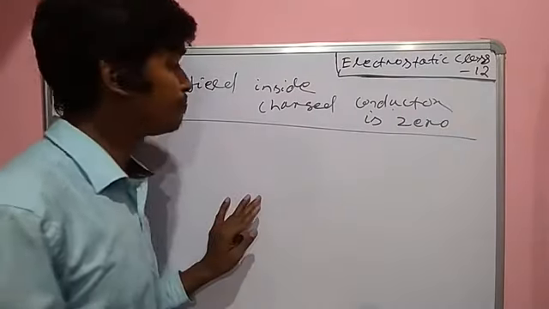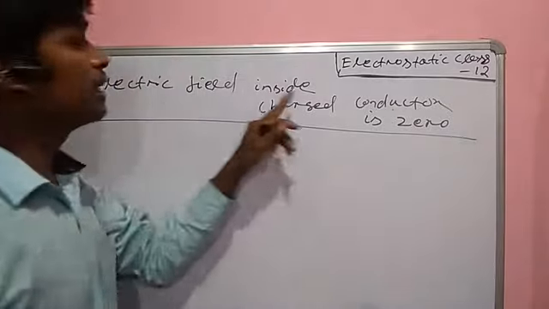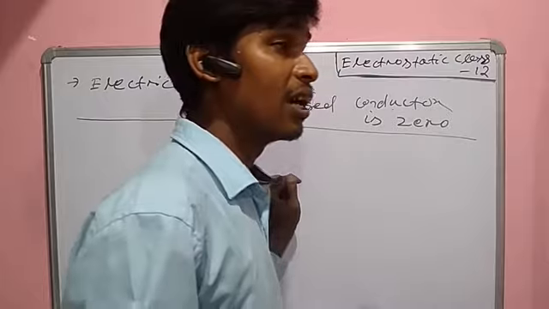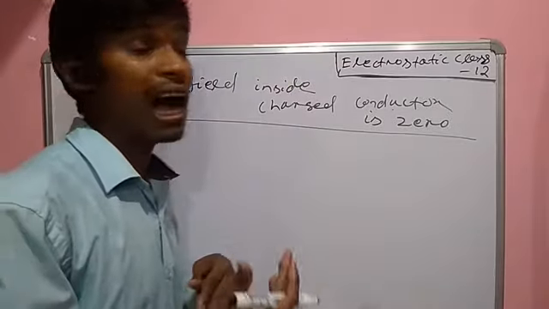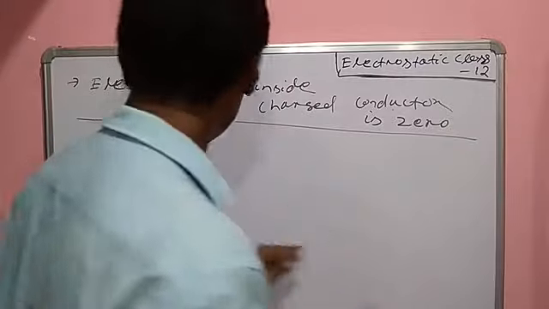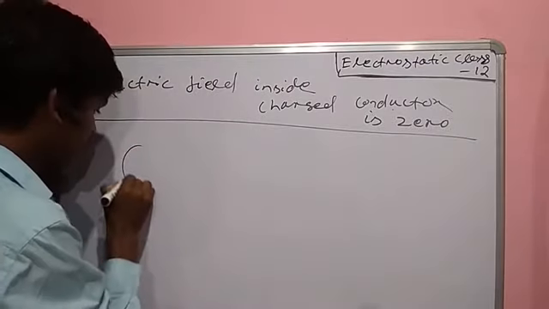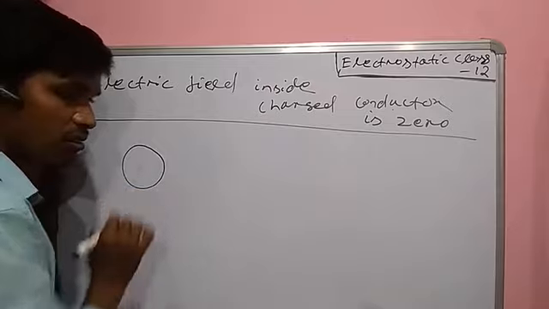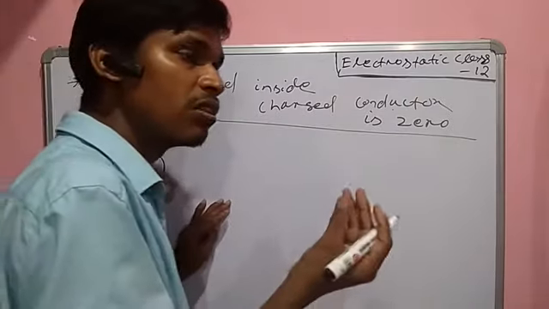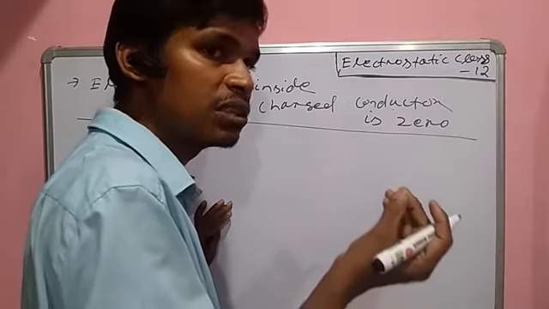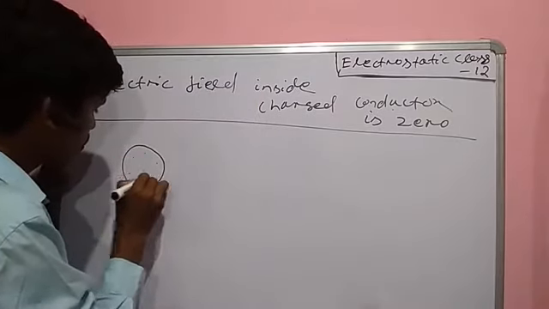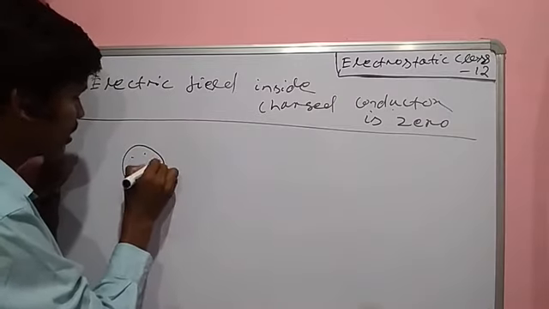Look here, electric field inside the charged conductor is zero. It is an important point, but how is it proved? Here you can see, suppose the charged conductor is a positively charged conductor, that means the net charge is positive. That means protons. Suppose the proton is here. Yes or no?